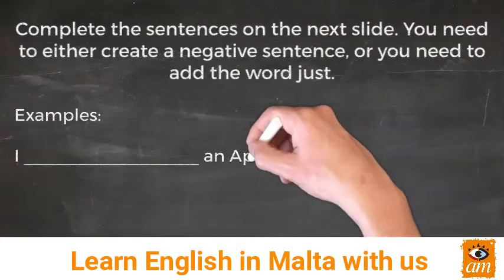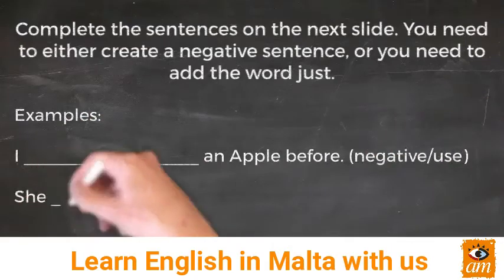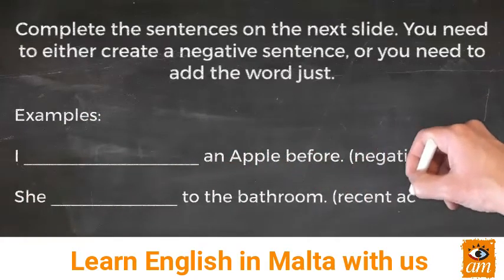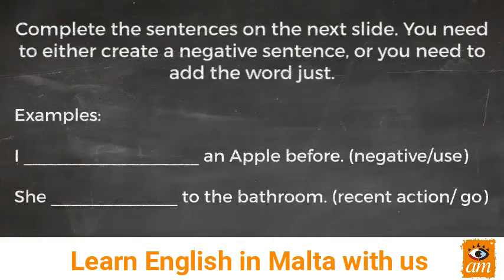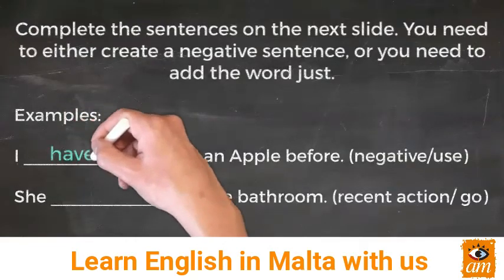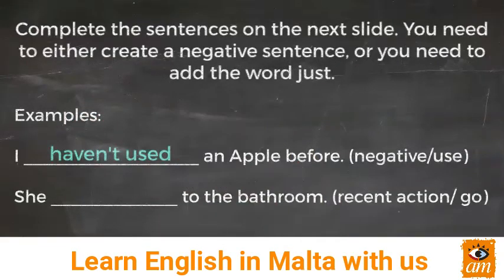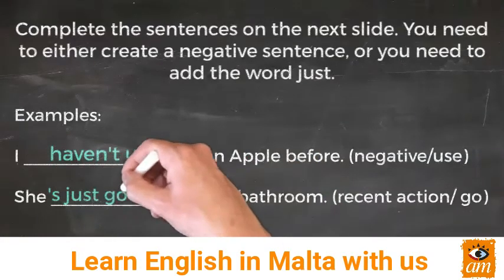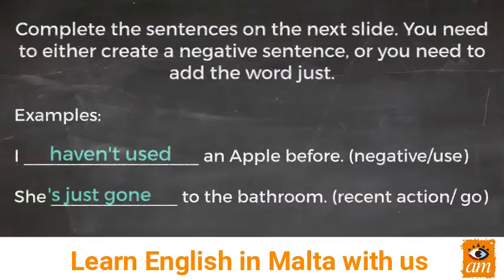For example, I blank an apple before. Here we need to think of the negative and the verb use, which is I haven't used an apple before. For the second one, because it's a recent action with the verb go, it's she's just gone to the bathroom.